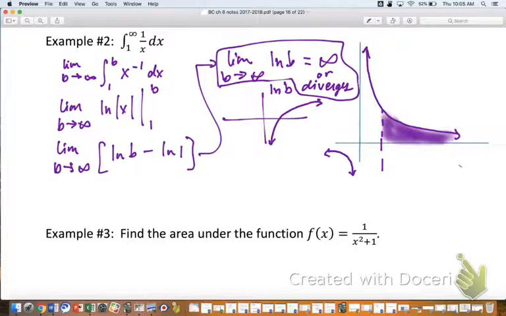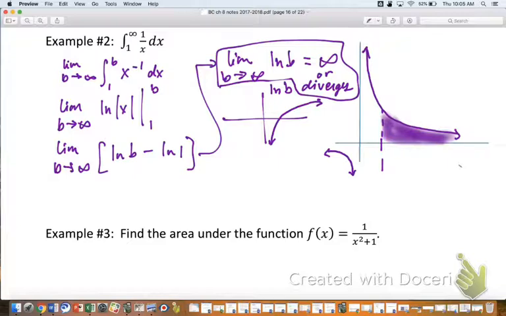So then this is a little puzzling, isn't it? Because the first one we did, we got 1, obviously a real number. This one, we didn't. We got a diverging answer. We got infinity. So not a real number. The area here is infinite.